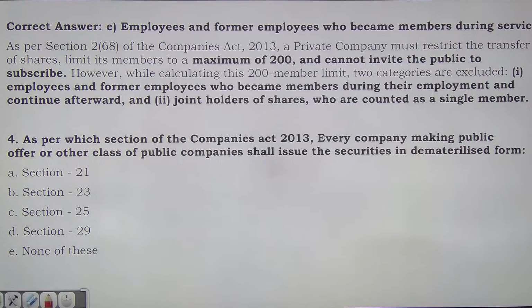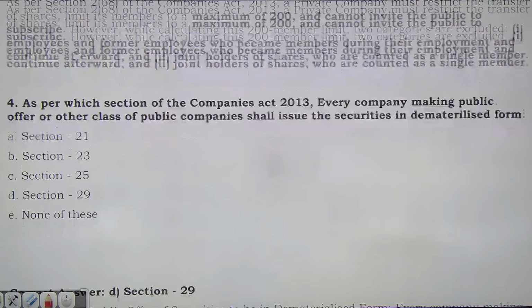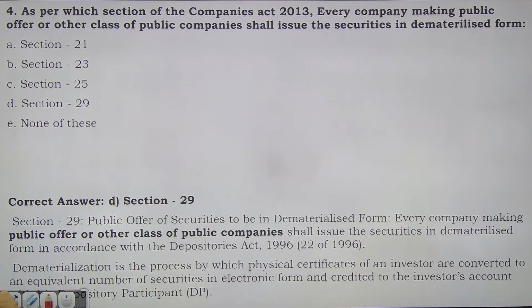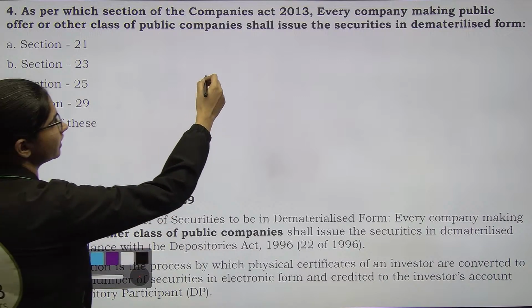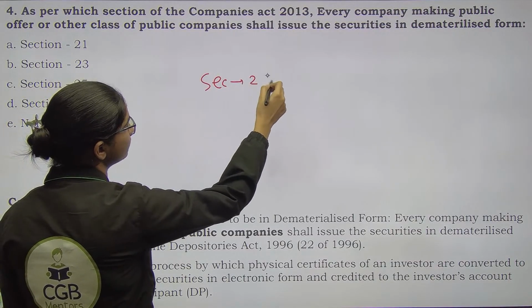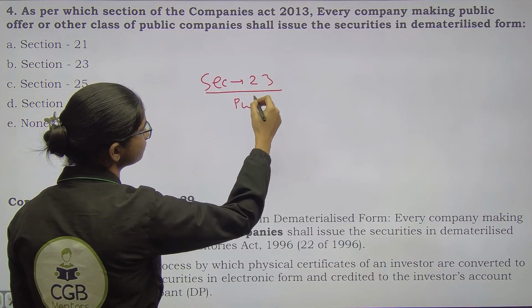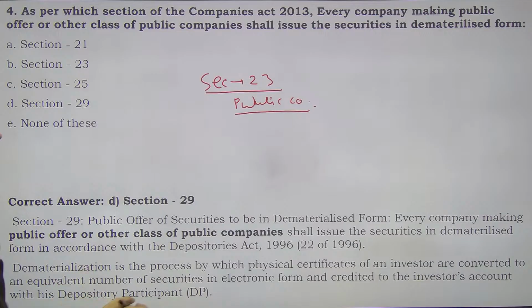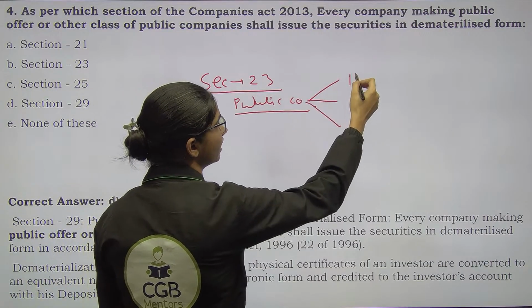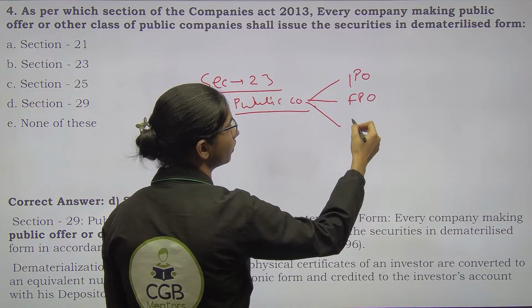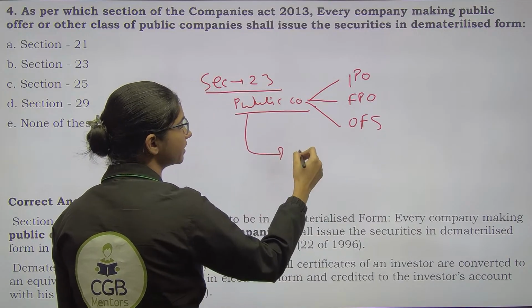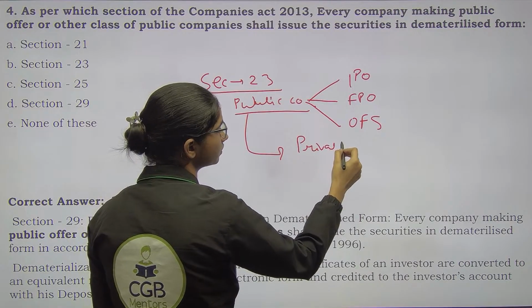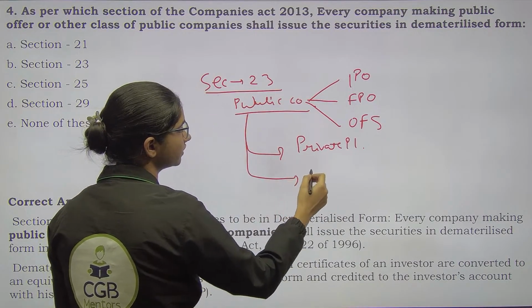See, the answer here is option D, which is section 29. Section 29 tells you that if there is any offer made to the public, either a public company is doing that. We have read in section number 23 that a public company can issue its securities in any way, either IPO, FPO, or offer for sale. They can also do private placement, and they can also do the public issue.